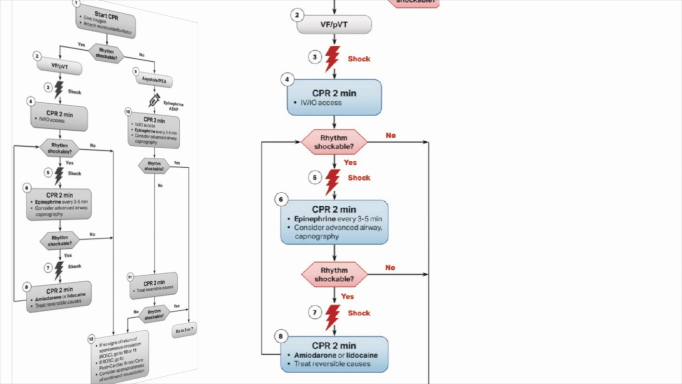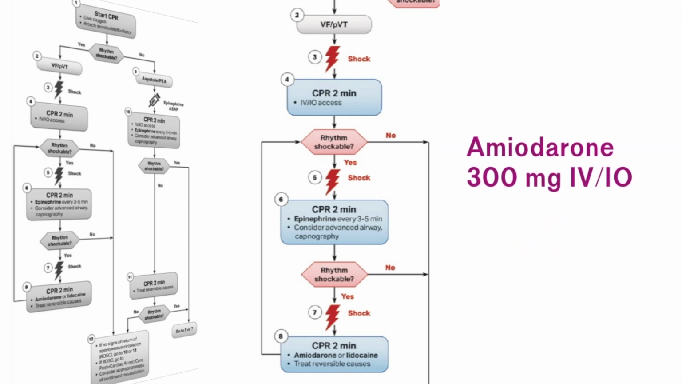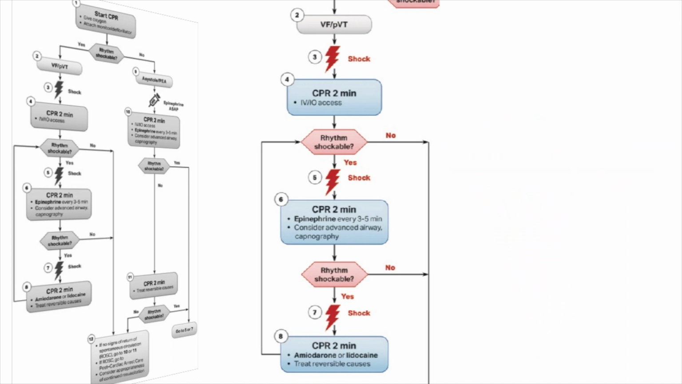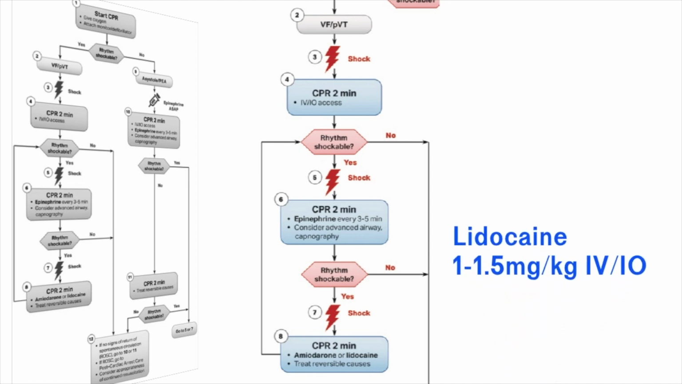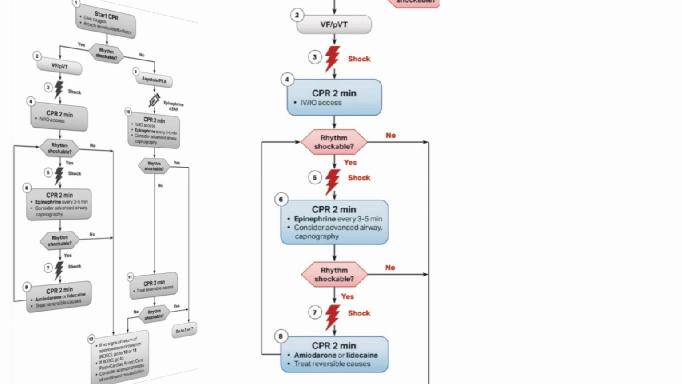Now, what do we do if after another 2 minutes of CPR, rhythm remains shockable? It's time to consider antiarrhythmics. The recommended drugs are amiodarone 300 mg push IV or intraosseous and lidocaine 1 to 1.5 mg per kilogram IV or intraosseous. So, give the next shock of 200 joules and give the first dose of antiarrhythmic during CPR. If subsequent doses of antiarrhythmics are to be considered, you can repeat half the initial dose. Remember to repeat epinephrine whenever it is due during the resuscitation.